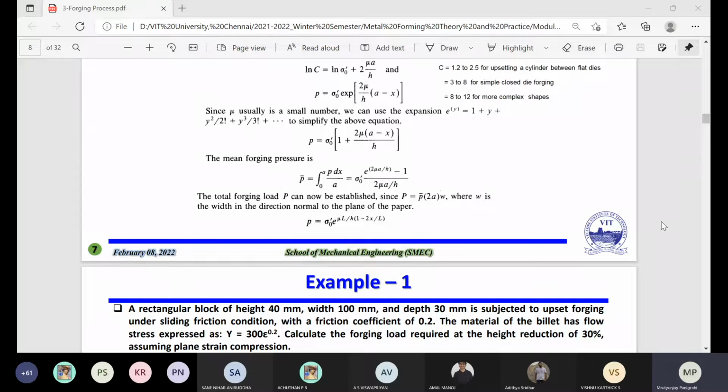So in the equation, what you need? In the equation, mu is there, HF is there, then flow stress is also there. Flow stress is given 300 epsilon to the power 0.2. So that means you have to find out epsilon first. One thing epsilon you need, then AF you need. So epsilon you can find out.